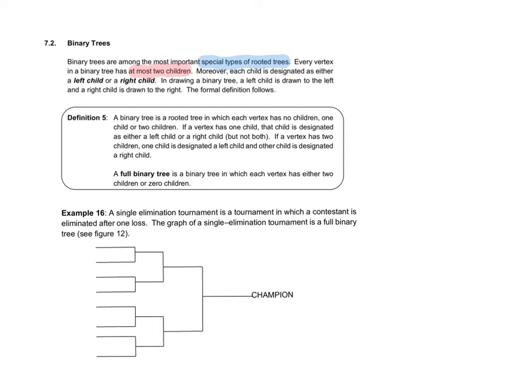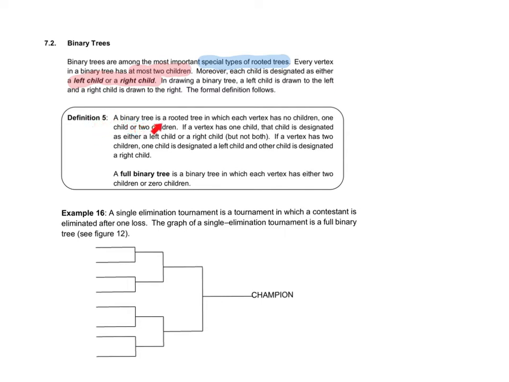Moreover, each child is designated as either left child or right child. In drawing a binary tree, a left child is drawn to the left and a right child is drawn to the right. The formal definition is as follows. Definition 5.